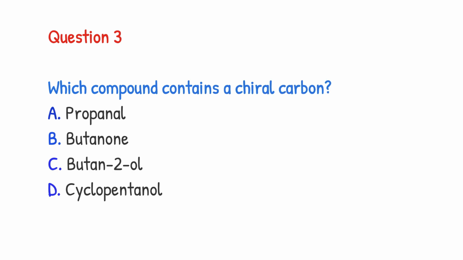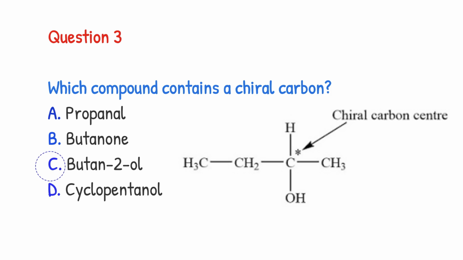Question 3. Which compound contains a chiral carbon? The correct answer is C, because carbon 2 of butanol is bonded to 4 different substituents: methyl group, hydrogen atom, hydroxyl group, and ethyl group.